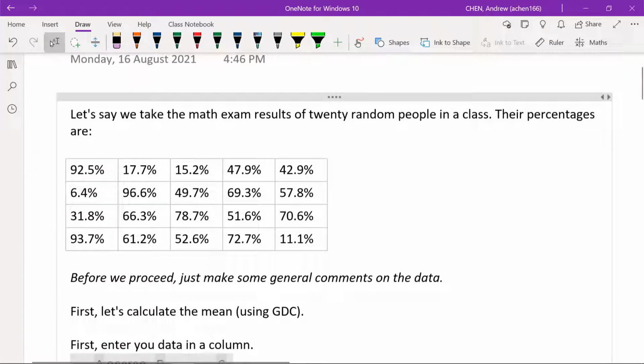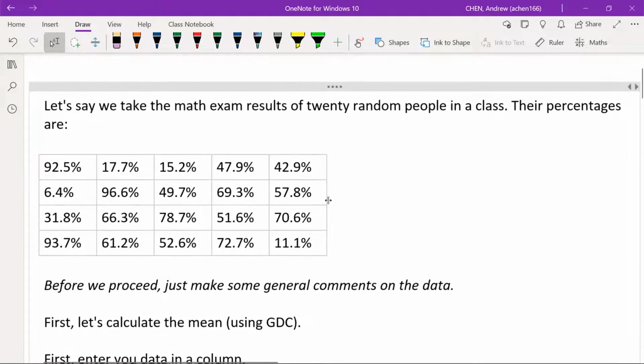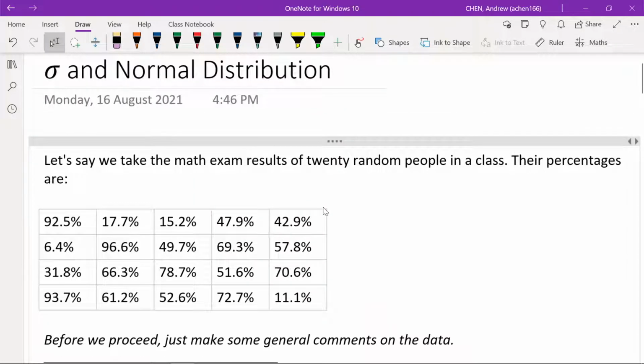Let's use this example. Let's say we take the maths exam results of 20 random people in a random class somewhere. I've just made these numbers up. And let's say their percentages are as follows. Now, before we proceed, let's just take a second to have a look at these percentages and make some general comments on the data. You can pause the video, have a quick think.